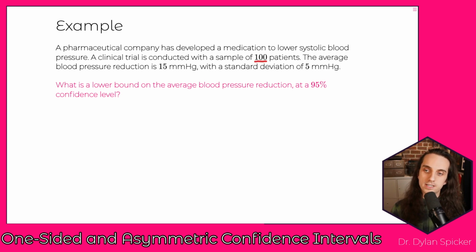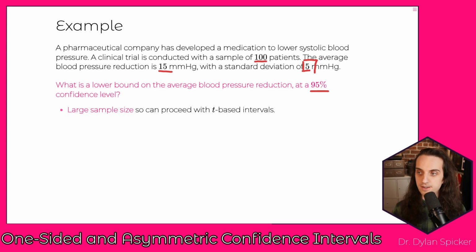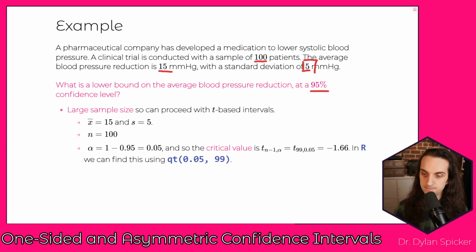N is going to be 100. X bar is 15. Sigma or S is going to be 5 in this case. Okay. And so we want 95%. And so we can work through and figure out how exactly to solve for this. So because it's a large sample, we can proceed with the t-based intervals. We have x bar is 15 and s is 5, right? N is 100. Alpha in this case is 1 minus 0.95, so it gives us alpha of 0.05.